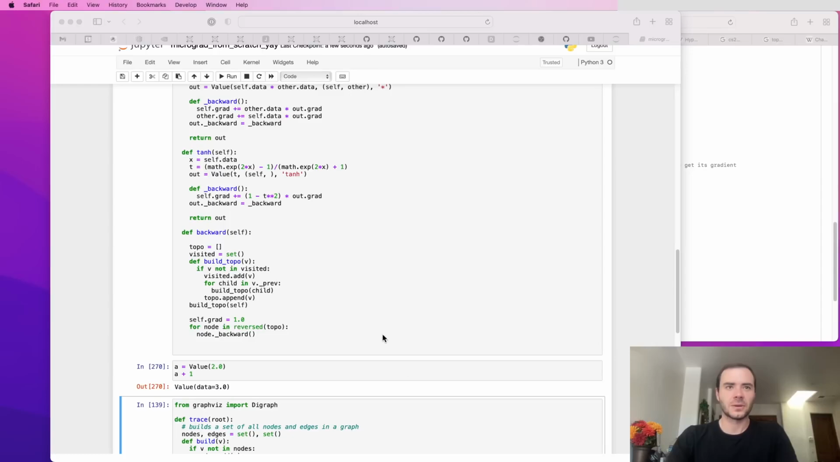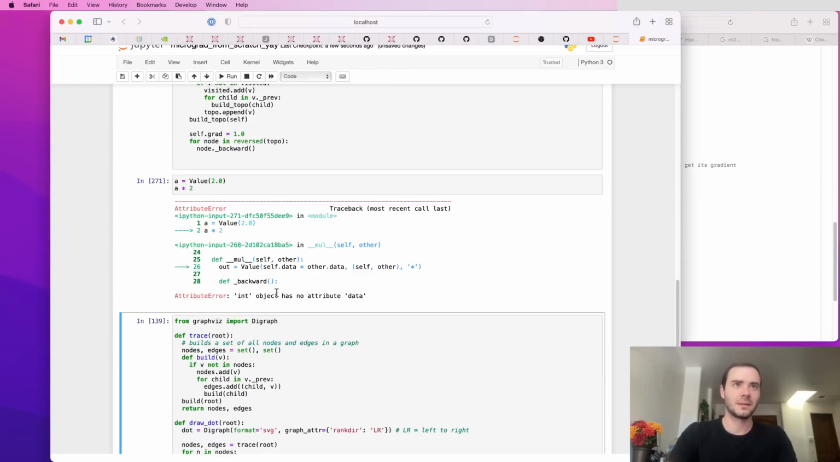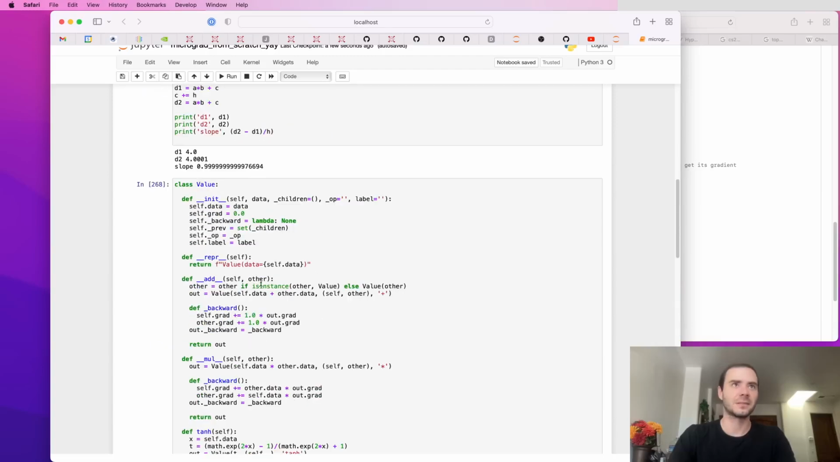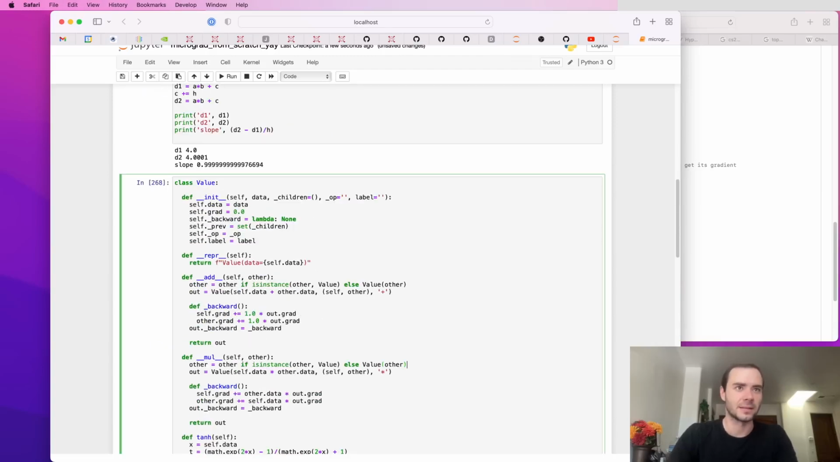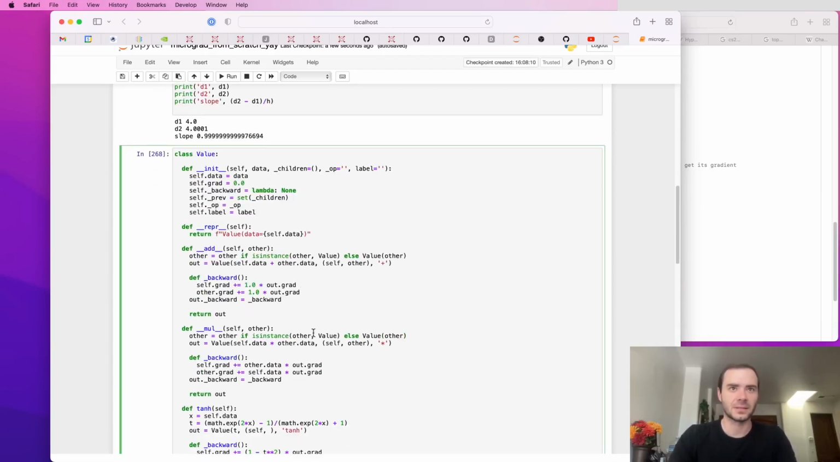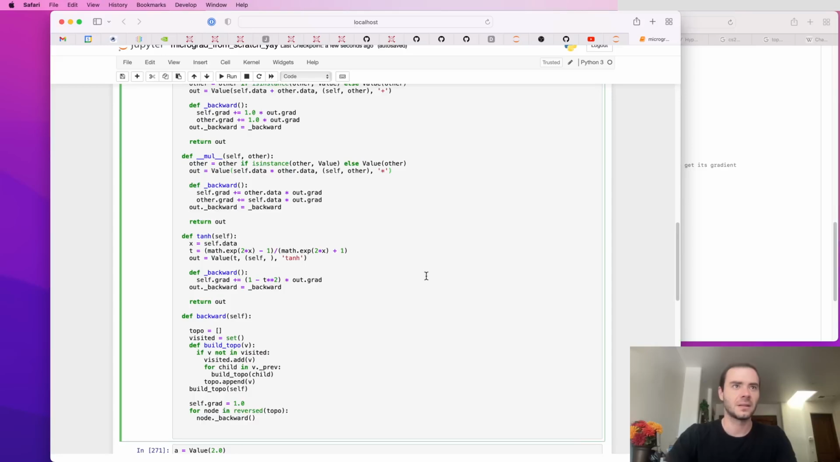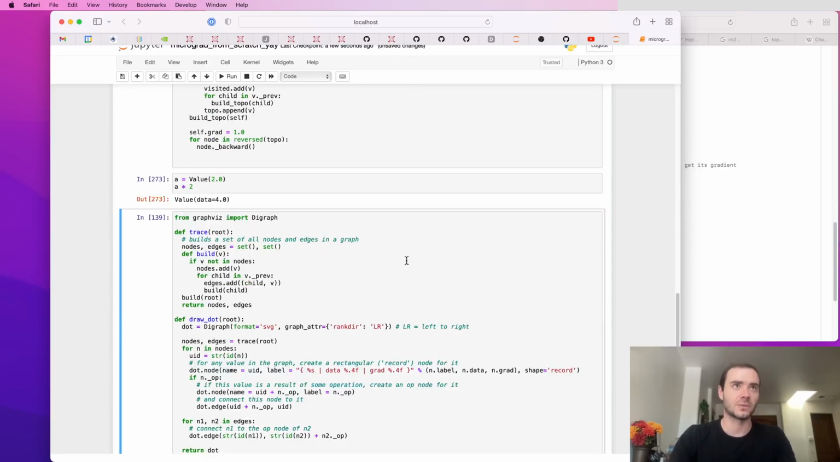There we go. Okay, and now let's do the exact same thing for multiply, because we can't do something like this, again, for the exact same reason. So we just have to go to mul, and if other is not a value, then let's wrap it in value. Let's redefine value, and now this works.